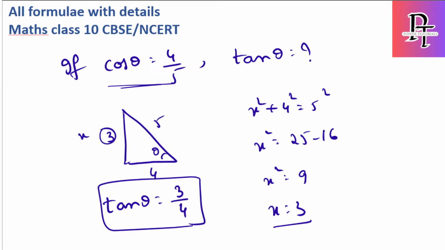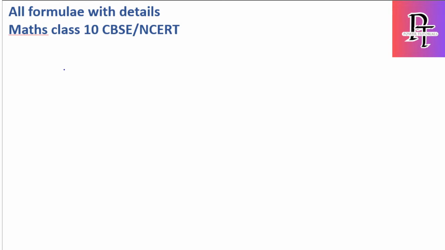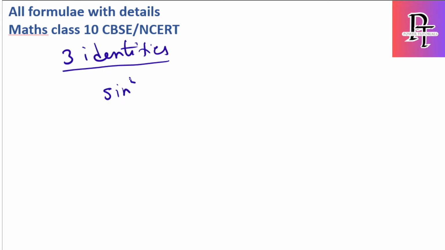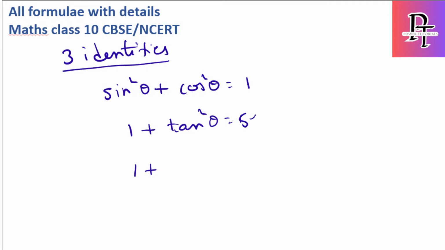Okay, so let's move to the next one. Then we have 3 identities. So what are the 3 identities? Sin square theta plus cos square theta is equal to 1. Then we have 1 plus tan square theta is equal to secant square theta. And the last one is 1 plus cot square theta is equal to cosecant square theta.